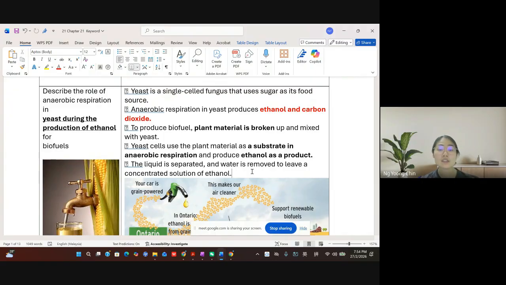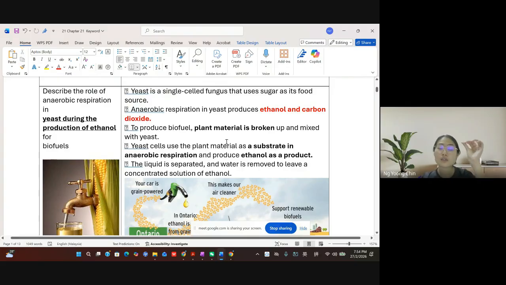The process first starts with the yeast. Yeast use the sugar as a food source. Whenever anaerobic respiration occurs in the yeast, they produce ethanol and carbon dioxide. To produce a biofuel, you need to break down the plant materials and mix with the yeast. Yeast use the plant materials as a substrate in the anaerobic respiration.